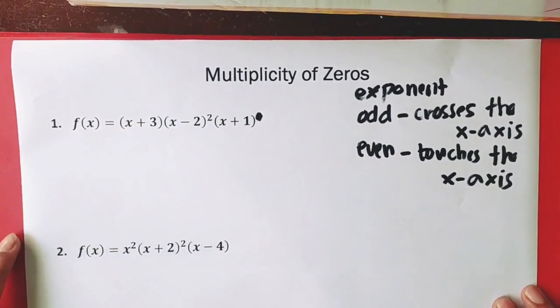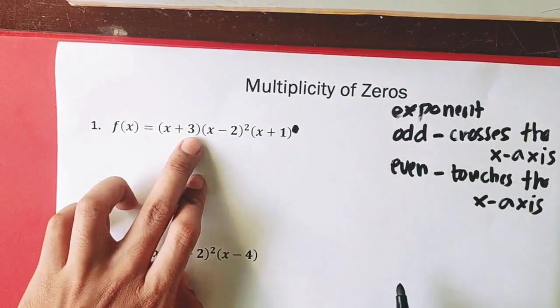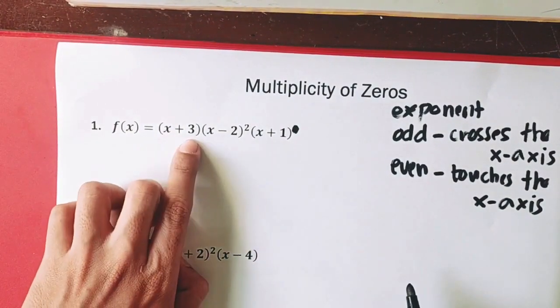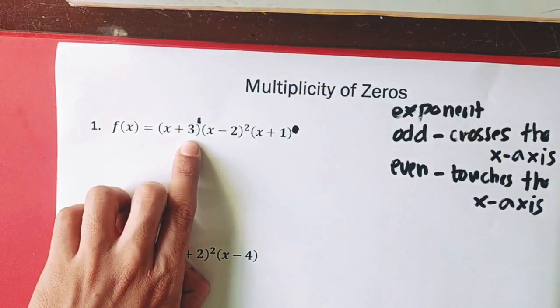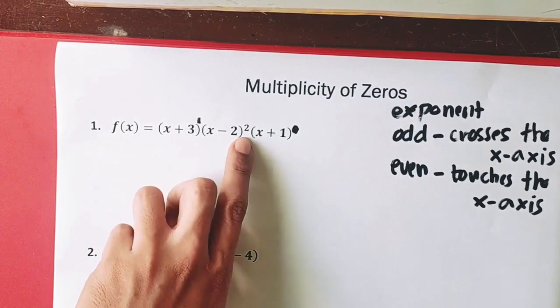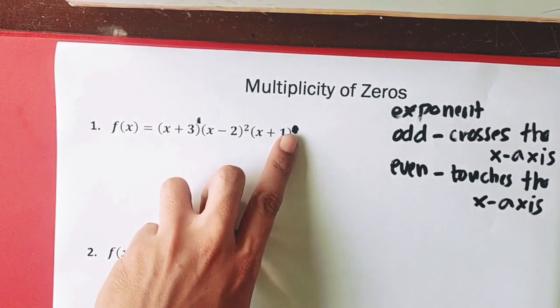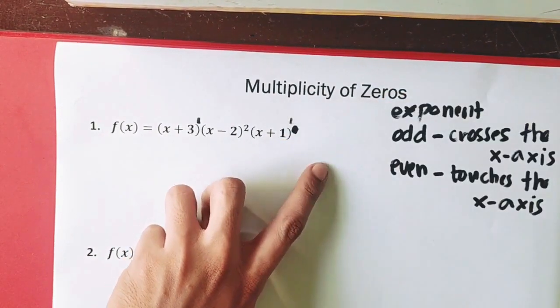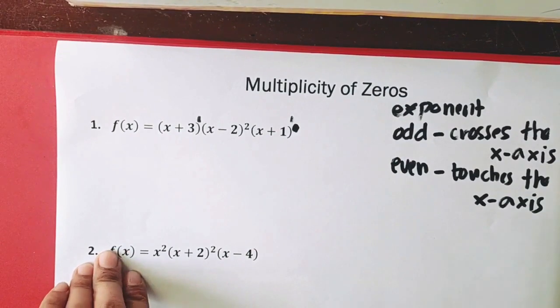Now, before that, let's look at here, x plus 3. The exponent here is 1, right? x minus 2, the exponent here is 2. x plus 1, the exponent here is 1. Okay? So let's try to get first the roots.